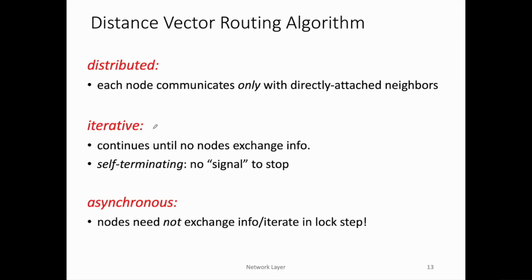Right. So this distance vector routing algorithm is distributed, meaning every node communicates only with the directly attached neighbors. It's iterative. There is no stop signal here. So it continues until there is no node to exchange information, right? And basically we always stay in a loop and wait for a link cost change, that we'll see in a minute. So it's self-terminating, and the routers or the nodes need not exchange any information.